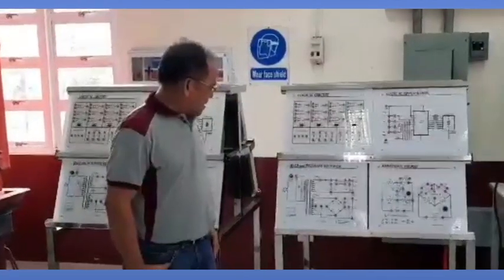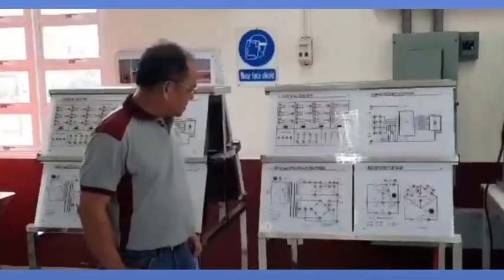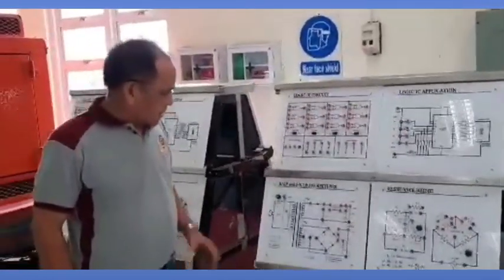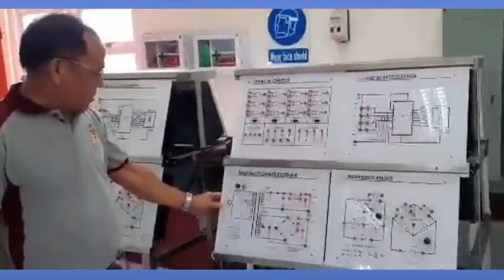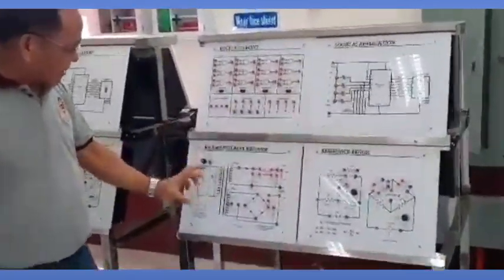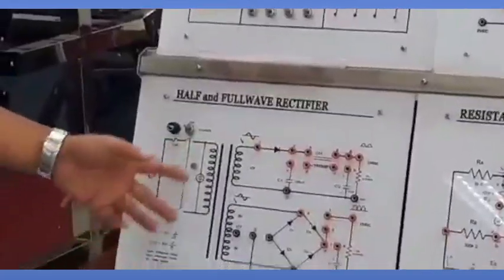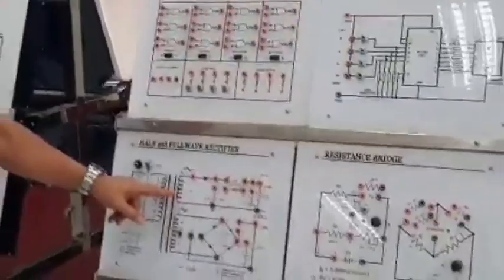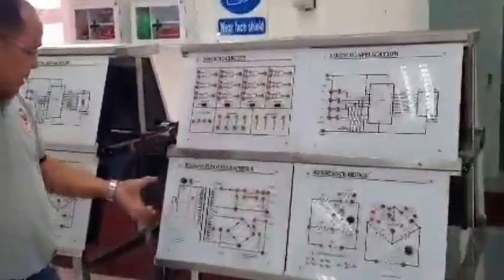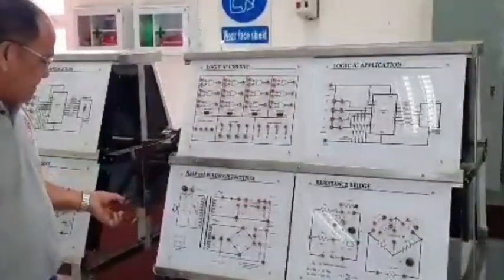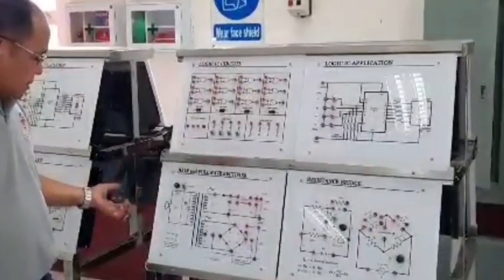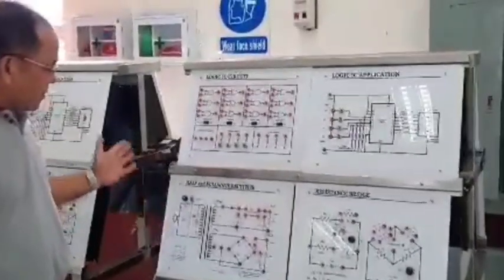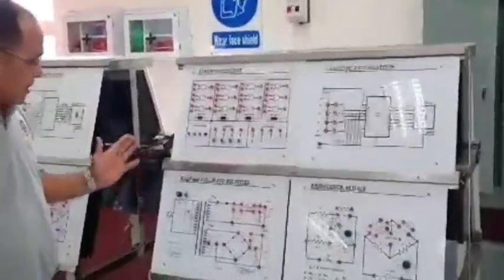Class, our activity for today will be about the rectifier circuit. We have here a diagram showing the primary circuit of the transformer, and we have the secondary circuit. The difference between the two is that the primary circuit is the one that is connected to your AC source, and then from the primary circuit there will be what we call electromagnetic induction.